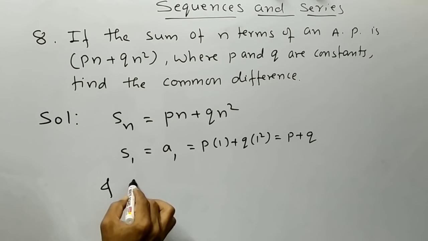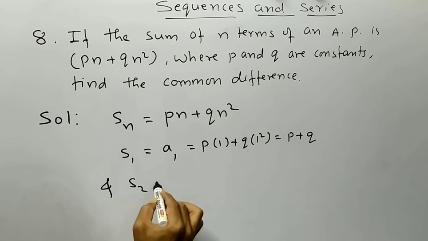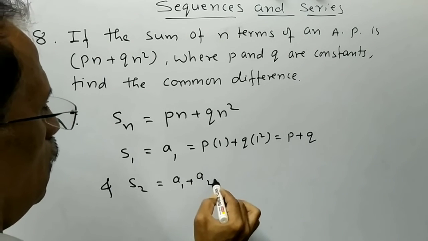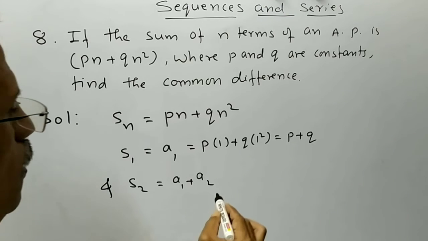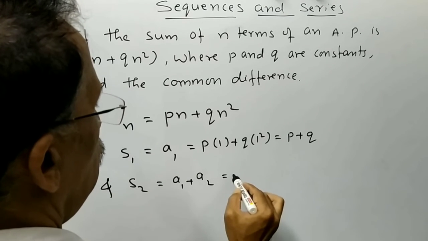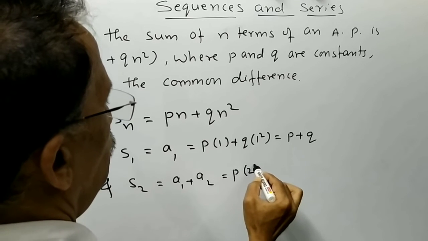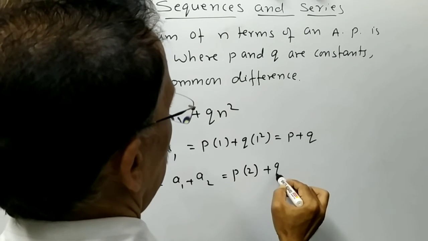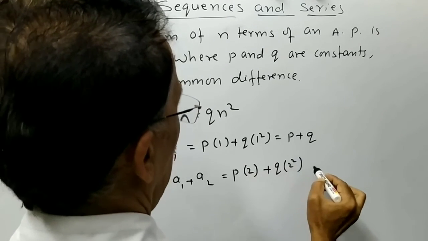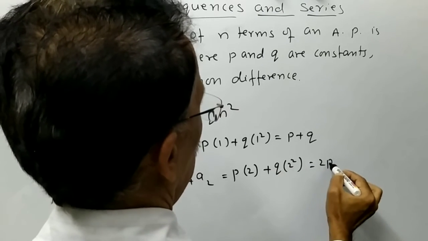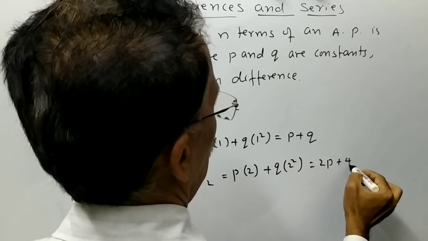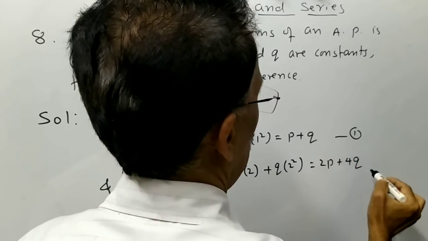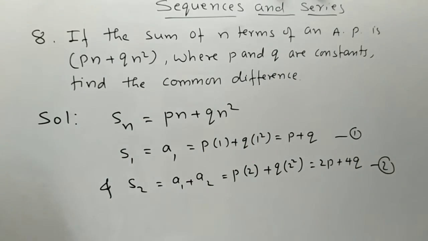And S2 is equal to a1 plus a2 is equal to P into 2, n is equal to 2, plus Q into 2 square is equal to 2P plus 4Q. For this, say number 1. For second, S2, say number 2.